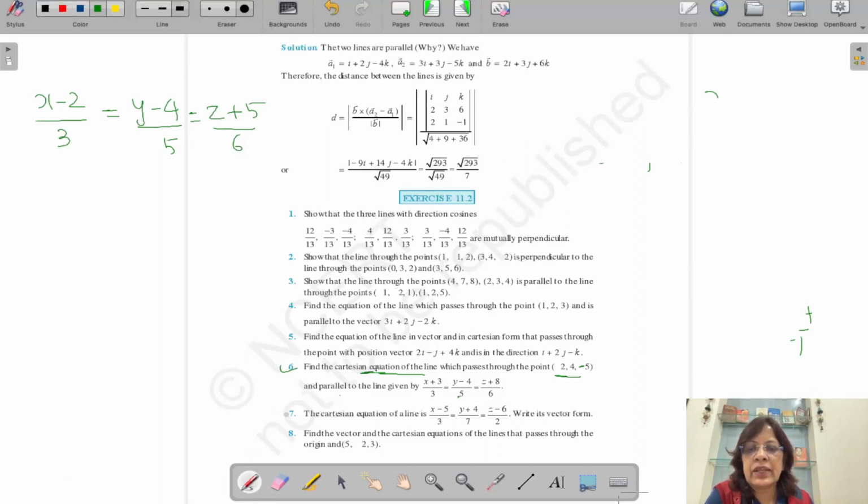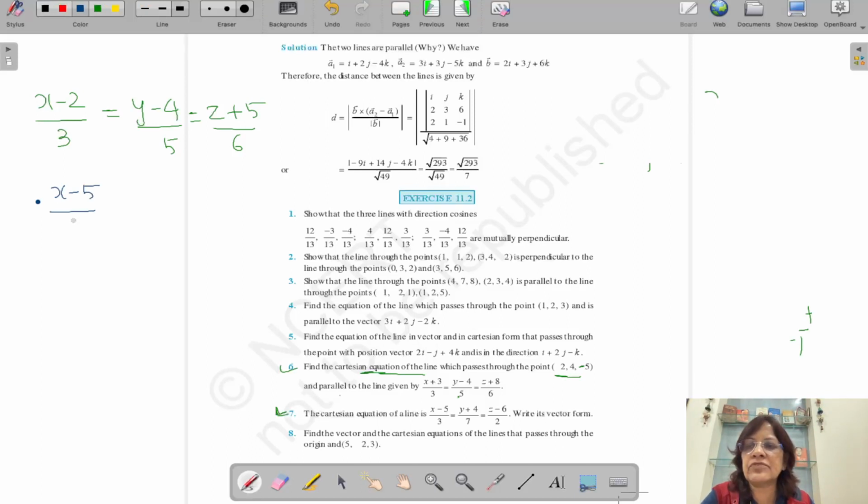So this is 6. Now see, these types of questions come in MCQs. The Cartesian equation of the line is given. So next question is, the next question says, the Cartesian equation of the line, under the 7th question.